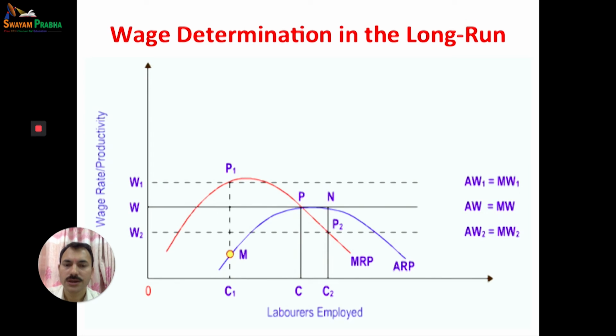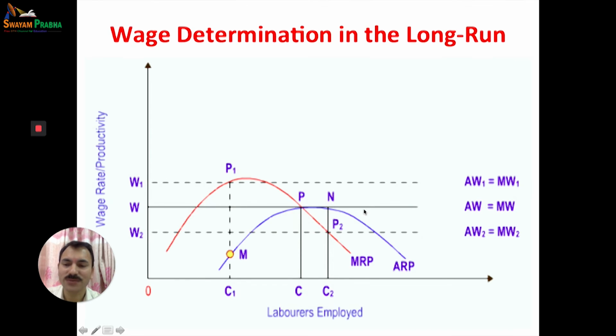See, this is the average wage. Here we have the labor employed on the X-axis, and on the Y-axis we have the wage rate or productivity of labor. W is the wage, and AW the average wage. In the product market we discussed AR, average revenue; here, in place of AR we have AW, average wage, and in place of marginal revenue, which we discussed in the previous lecture as MR, here we have MW. Because the market is perfectly competitive, AW is equal to MW.